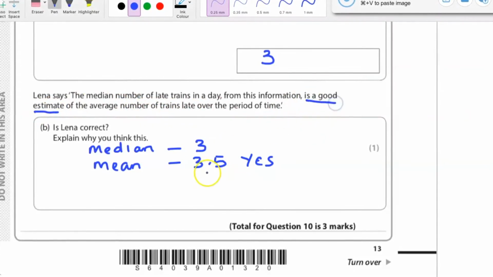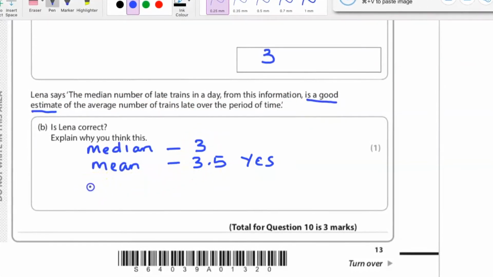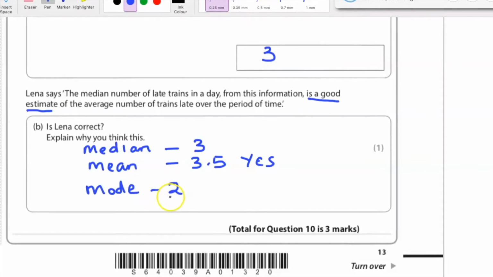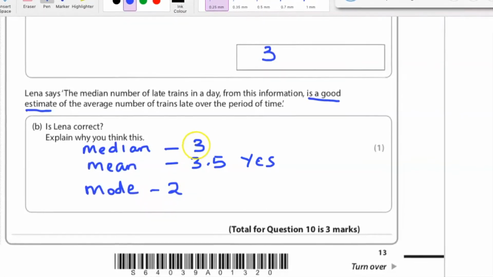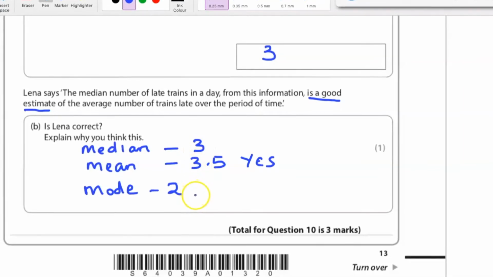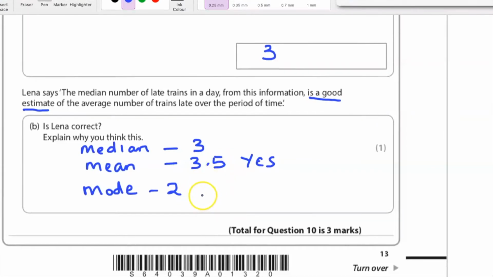But if we compare the median to the mode, which is 2, we can see 2 and 3 are quite different. So we will say no for the mode. No, it is not a good estimate. But if you write just one of these answers, you're okay, because there's only 1 mark anyway.